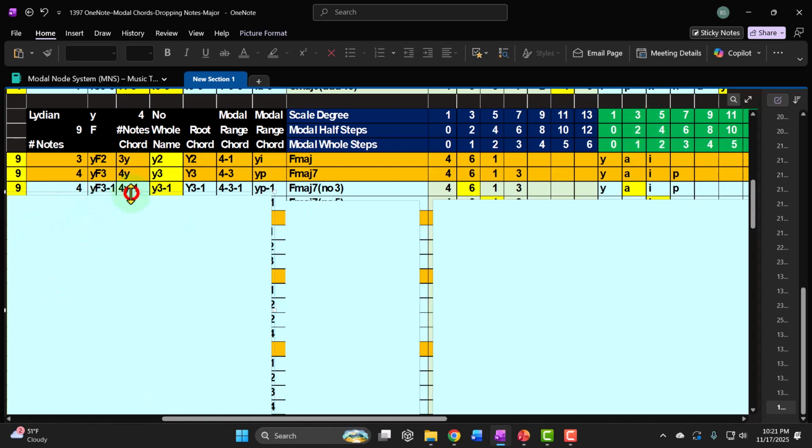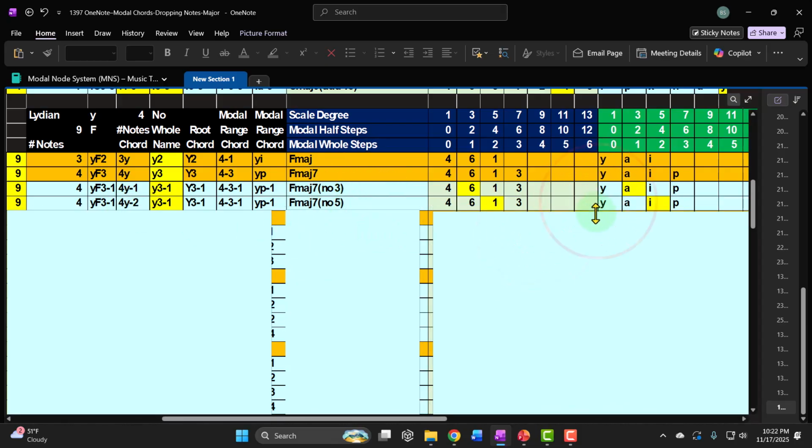All right, if I do the next one and we say now it's going to be dropping the 5, not usually a problem to drop the 5, just an F major 7, no 5. I'd rather call it a 4Y -2 or a Y3 -2, dropping, yeah, it should be a 2 there. Dropping the one that's 2 modal whole steps up. 2 times 2 is 4 modal half steps, 5th scale degree.